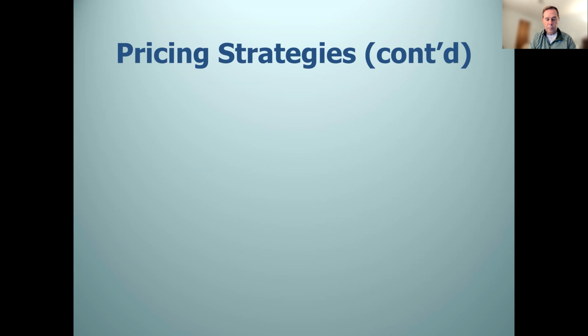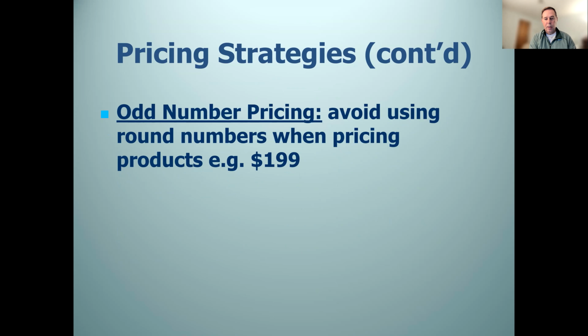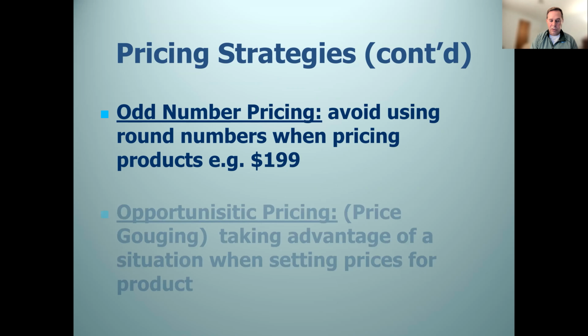Odd number pricing avoids using round numbers when pricing products. So the reality is that someone should be able to figure out that $199 is really $200. It's only $1 off of that. But philosophically, and sometimes for people, if they see the price of $199, to them it seems, in a way, significantly less than $200. Once that number of 200 is placed there, there's a different feeling from the consumer.